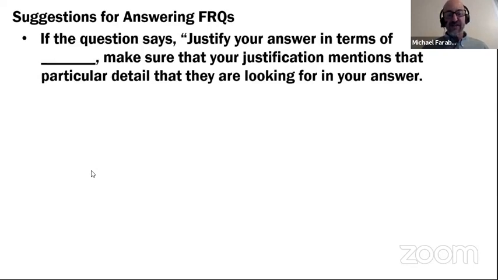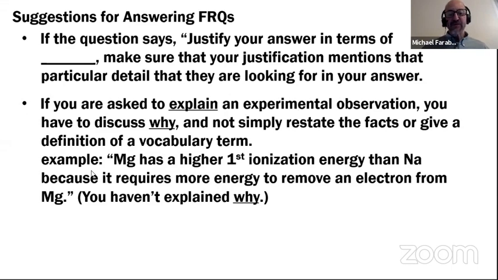Now, if the question says, justify your answer in terms of a particular something, make sure that your justification mentions that particular detail because they are looking for that in your answer. Okay, so again, that goes back to read the question carefully. If you are asked to explain an experimental observation, talk about the chemistry that gets to the why. Do not simply restate the facts or give a definition of a vocabulary term. For example, magnesium has a higher first ionization energy than sodium. If your answer is because it requires more energy to remove an electron, you haven't explained why.